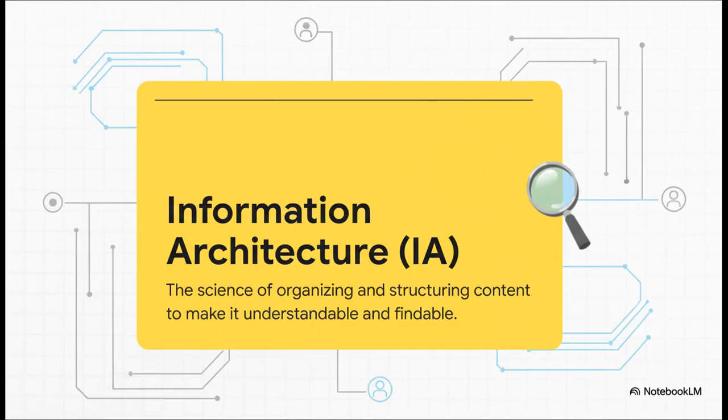And that digital blueprint? It has a name, Information Architecture, or IA for short. Now, the key word I want you to focus on here is science. This isn't just about tidying things up. It's a very deliberate, methodical way of organizing all the stuff in your product so that a user can find exactly what they're looking for without even having to think about it. It's all about building a logical, solid foundation.